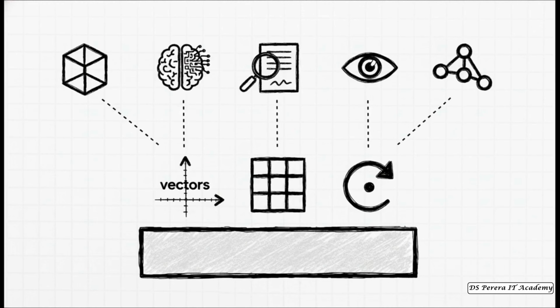Now, the core concepts that we work with are things like vectors, matrices, and linear transformations.